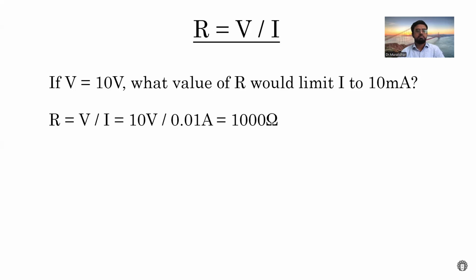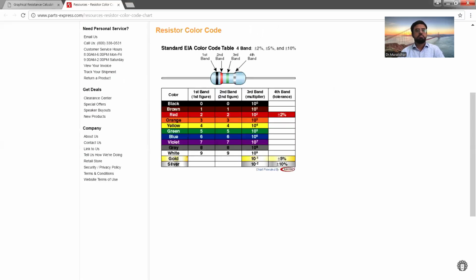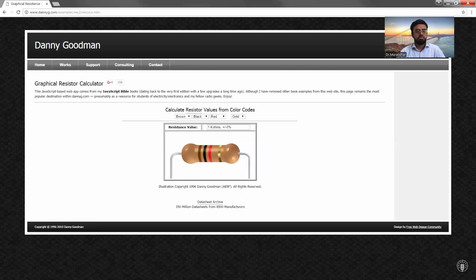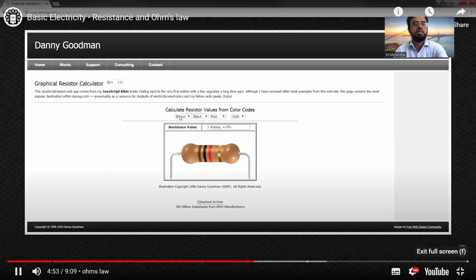The answer is really simple. Just take the voltage, divide it by the desired current, and we get the answer of 1000 ohms. So now we can either use the resistor color code or a resistor calculator app to figure out what a 1000 ohm resistor looks like, and it turns out to be brown, black, red. Right. The fourth color band all the way on the right refers to the tolerance.